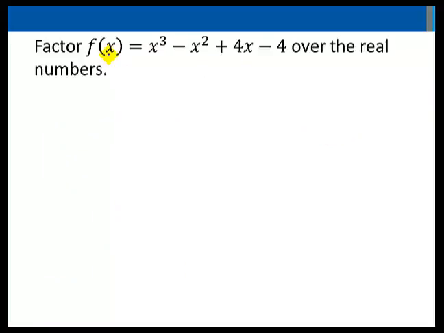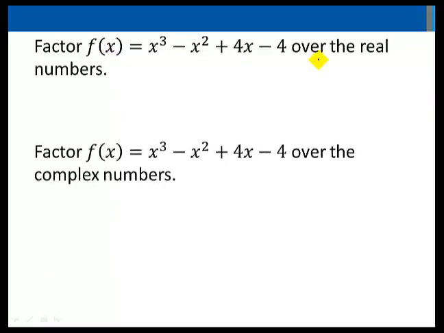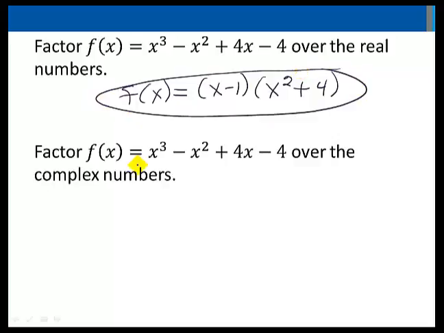Next, we will factor f of x over the real numbers, which we have already done. f of x over the real numbers is equal to x minus 1 times x squared plus 4. But we want to additionally factor f of x over the complex numbers, which takes a little more work. Remember that our zeros here were 1, 2i, and -2i. So I will use the zeros of 2i and -2i to further factor x squared plus 4.